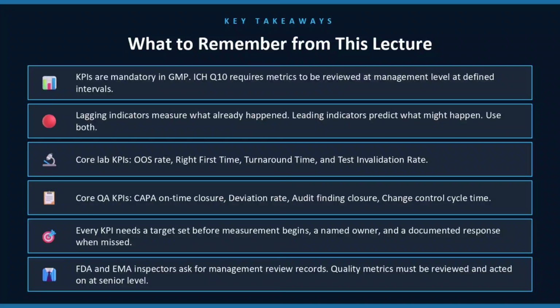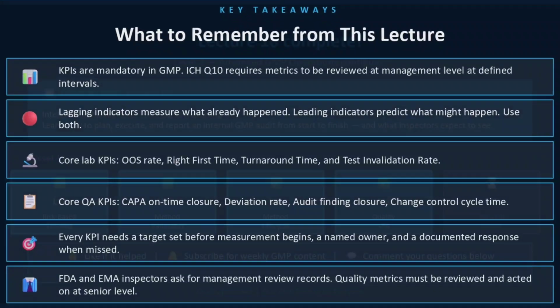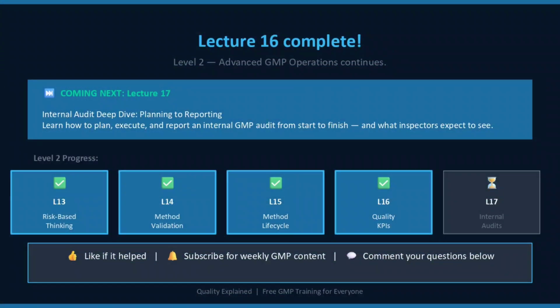Number 6. Management review records are regulatory documents. FDA and EMA inspectors ask for them. If the review is not documented, it did not happen. That is Lecture 16 complete.